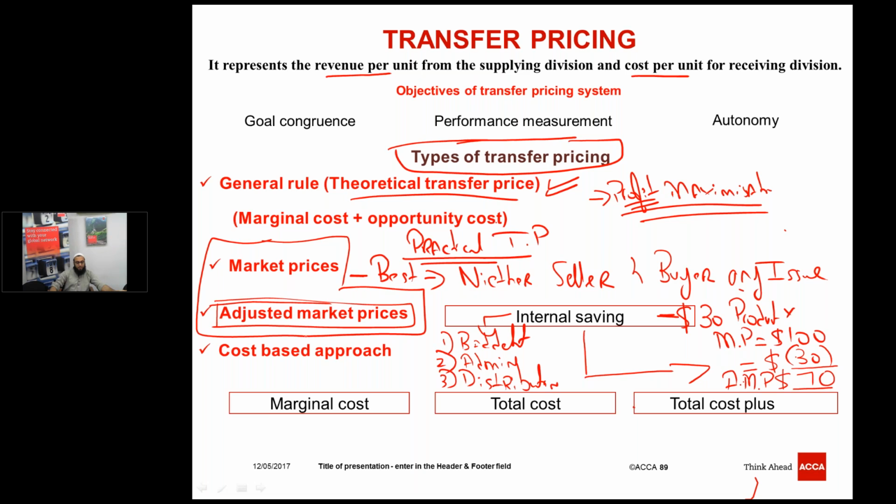Now there are circumstances where market price does not act as a useful transfer price. So what is the reason one? Just write it down. Reason one is, are you all listening me? A quick yes from everyone, so that I will ensure that everyone is attentive. Are guys with me?